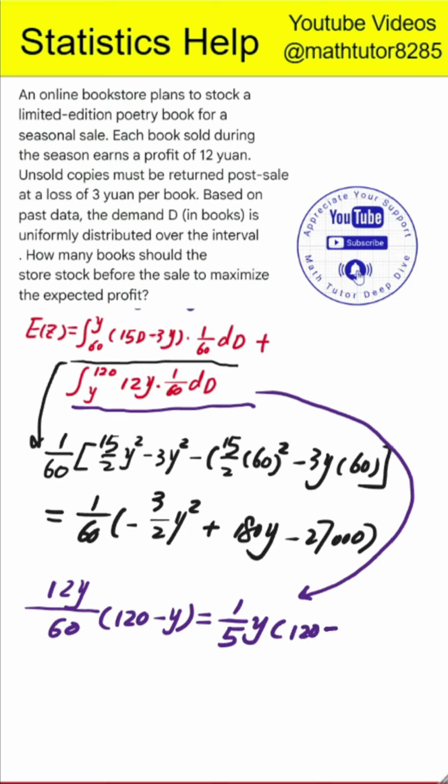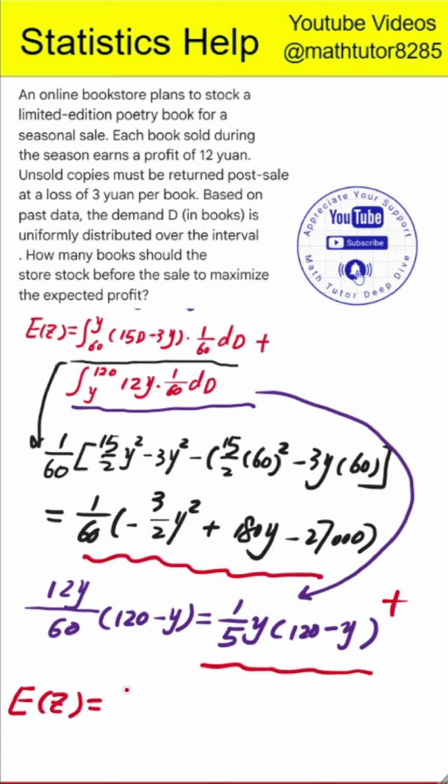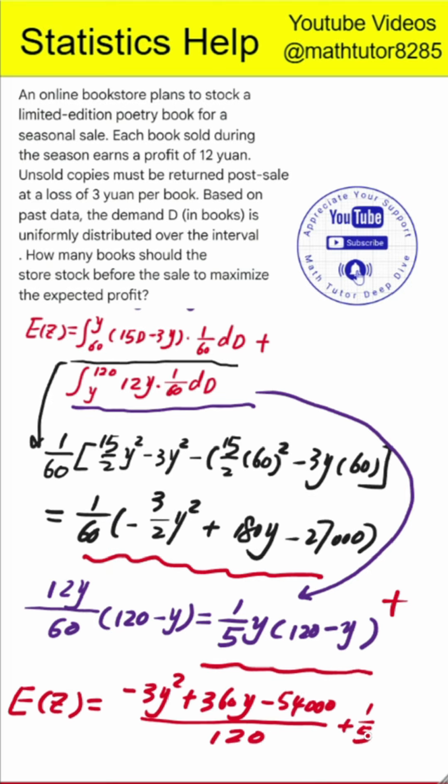Putting both parts together, we get a single expression for the expected profit that simplifies further to the following: negative 27 times Y squared plus 3,240 times Y minus 54,000, all divided by 120. Next step is to maximize the expected profit.